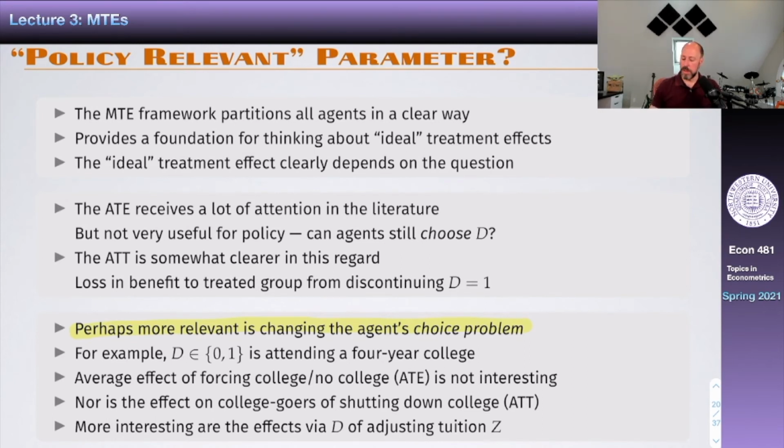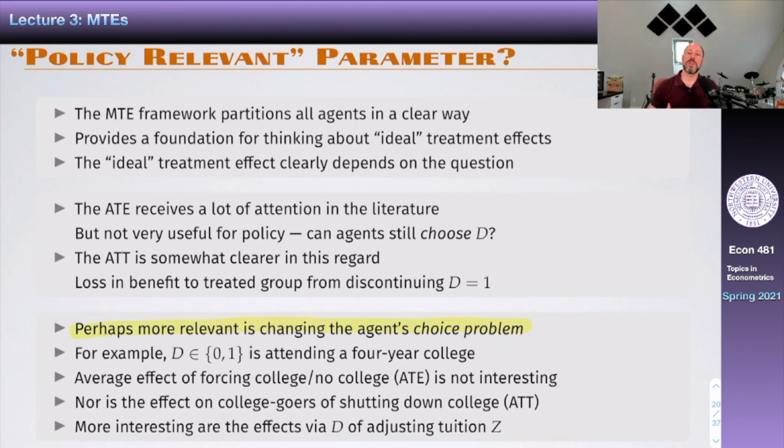And so I wrote here, for example, suppose that D is attending college. The ATE here, as I said, is the average effect of forcing college versus no college for everybody. And perhaps the effect on college goers of shutting down college is also not very interesting. But for example, you can think about what if some people are not attending college because of cost, and then you can subsidize that with some subsidy C, right?